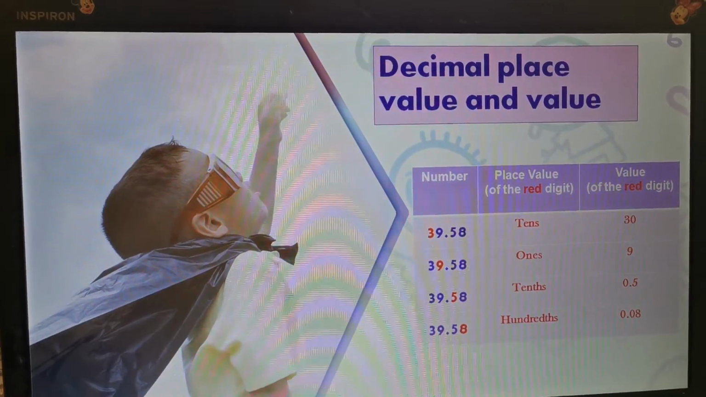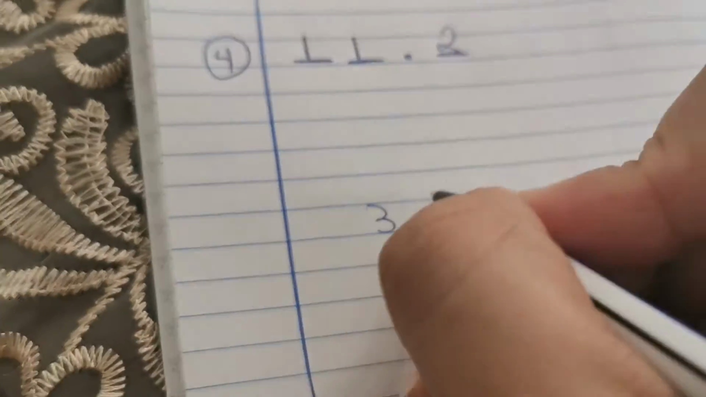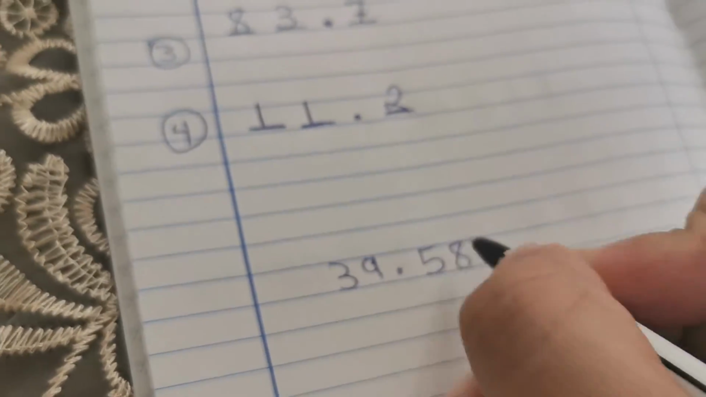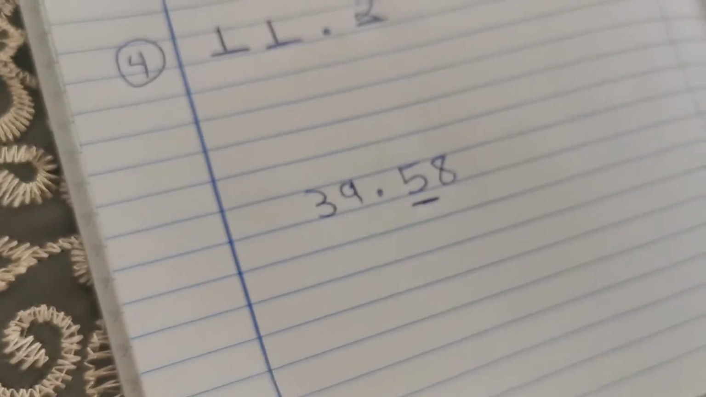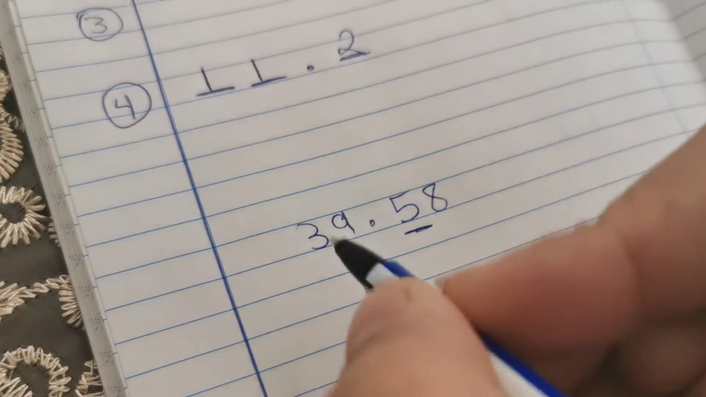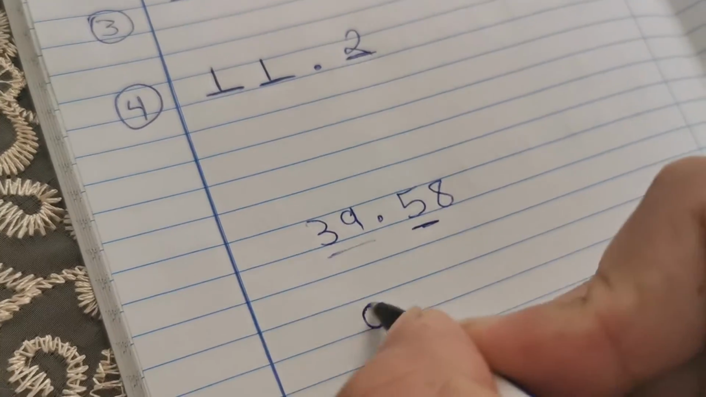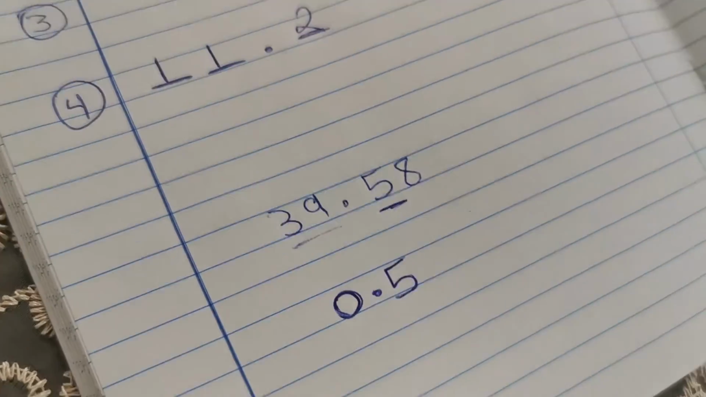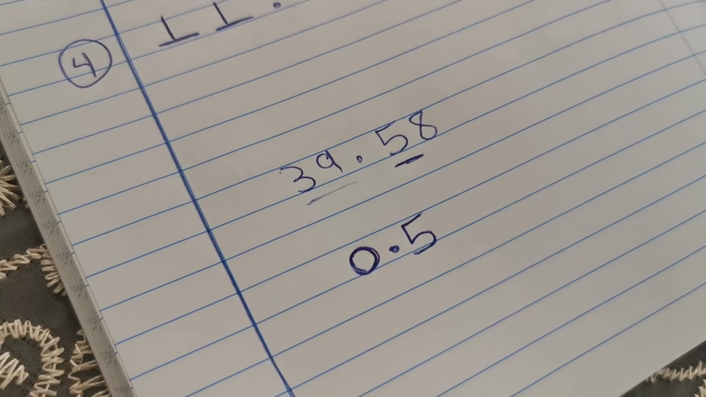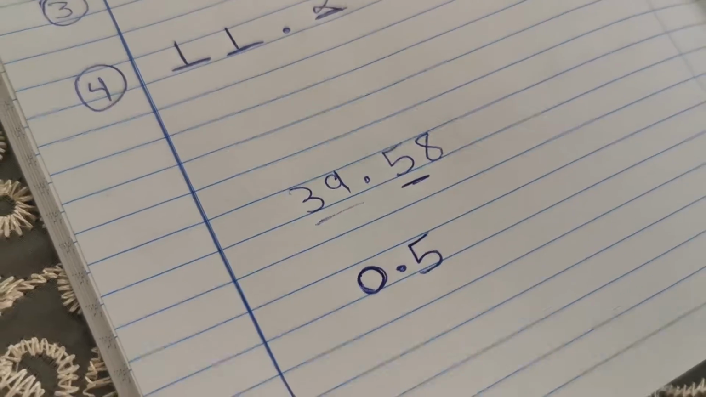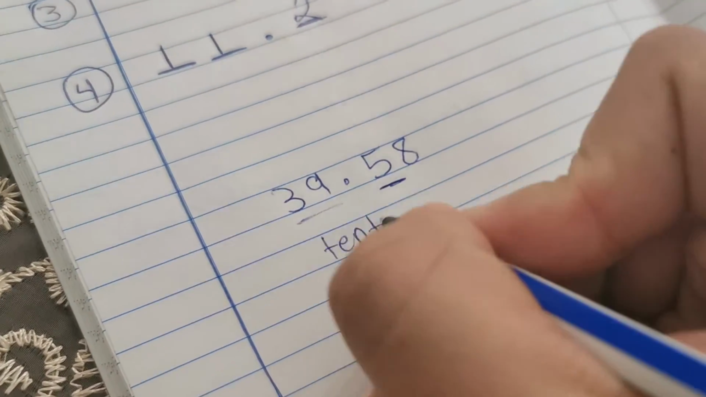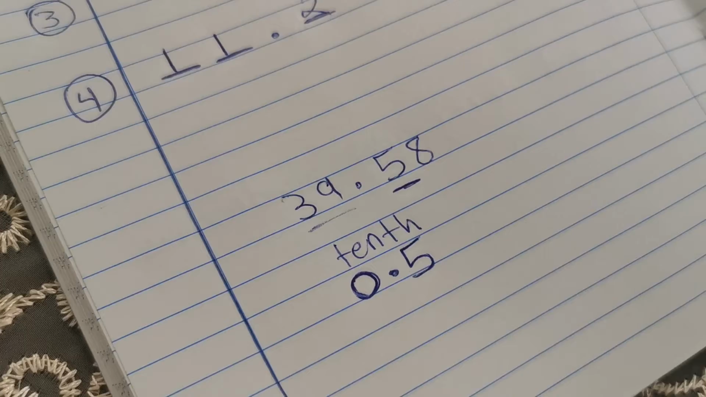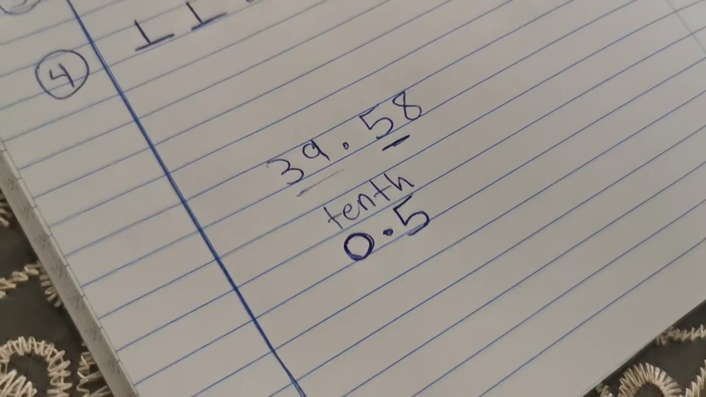And how do we write it? Look how we write it. Now, the number we have is 39.58. I need to write the value for this number, right? So, instead of this, I'm gonna write 0 because I'm writing the value. Decimal point, then 5. So what's the value for it? It's 5/10. The place value is tenth. So the place value, you should write a word. In the value, you should write a number.